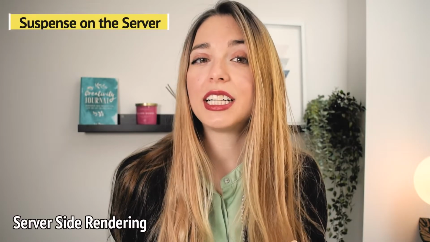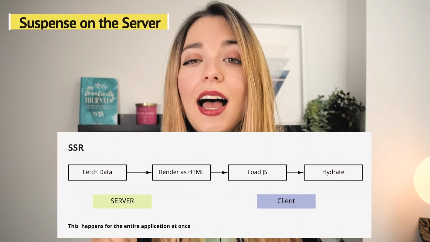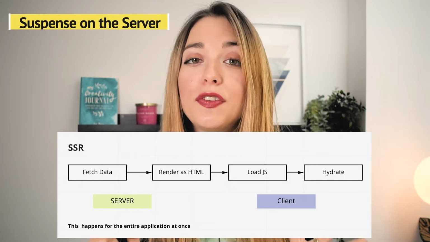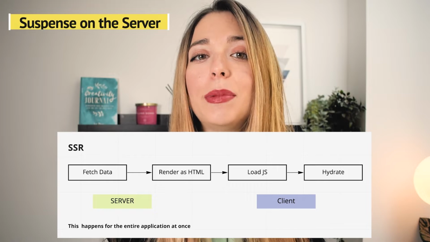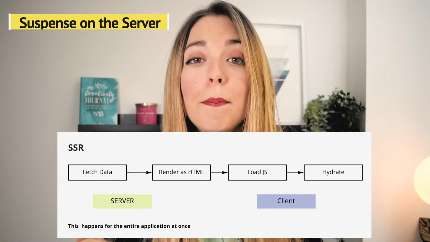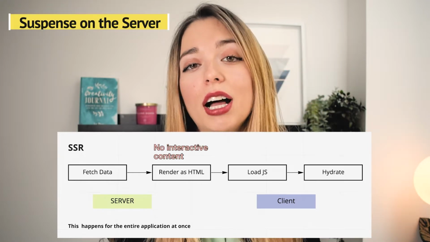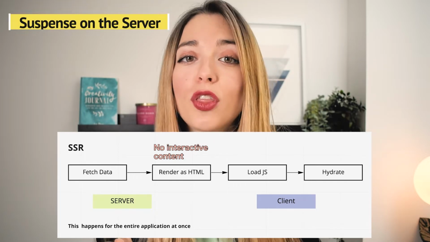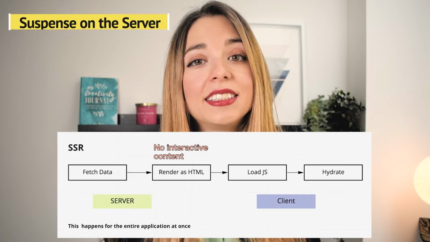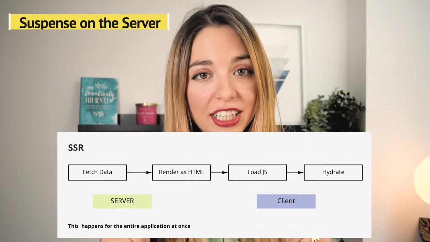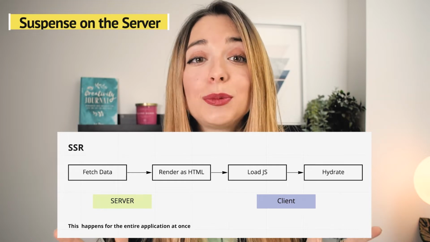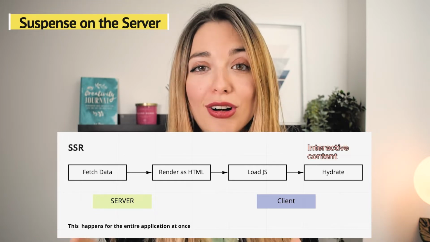Let's recall how the process of rendering something on the server works. We fetch the data and then we render all the React components to HTML. So the first thing the user sees is the HTML structure and content, but the user cannot interact with it just yet. Meanwhile, we will load the JavaScript for these components on the client and connect all the logic to the HTML rendered in the browser. It is at this point that the page becomes interactive.